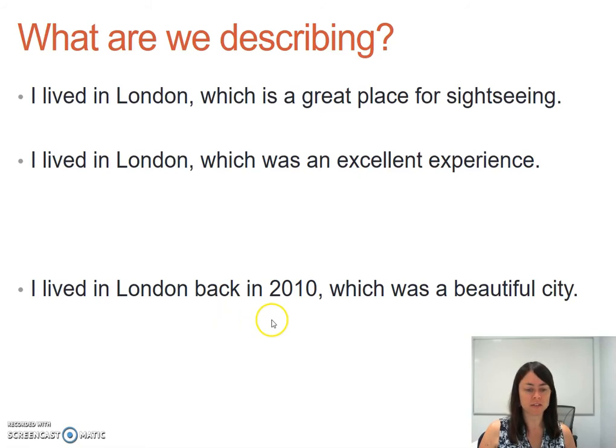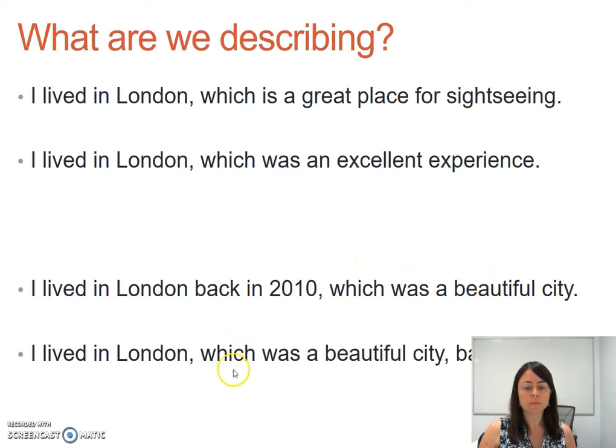How can we fix this sentence? Well, we can do it easily by just moving the clause so that it's immediately after the thing it describes. I lived in London, which was a beautiful city, back in 2010. So we can put a clause into the middle of the sentence, and now it's after London, which is perfect.